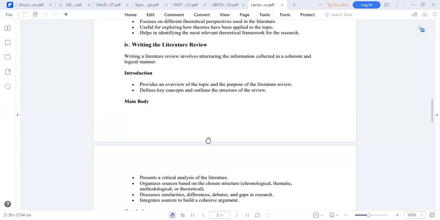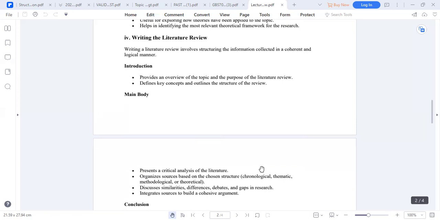You need to organize the sources. This should be based on structure: chronological, thematic, like we mentioned, methodological, and theoretical. You also need to discuss the similarities and differences that exist between the pieces of data that have been gathered. Look at the debate. You're critiquing the data. So you also identify the gaps in the research and integrate your own thought to make what we call a cohesive argument. So after getting this here a little, this here a little, you're now giving your own perspective.